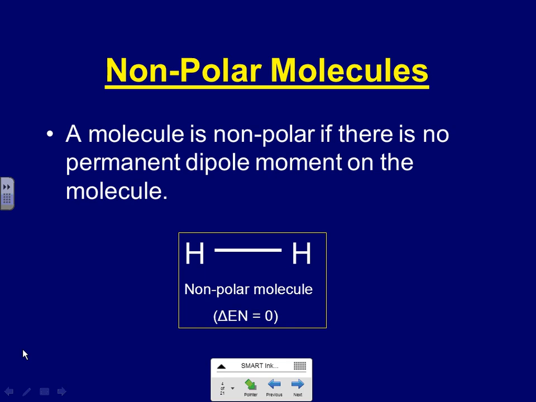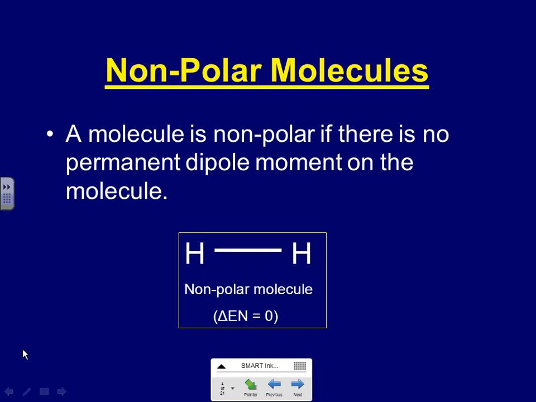So a molecule is nonpolar if there's no permanent dipole moment on the molecule, and if we have something that is diatomic especially, and made up of the same two atoms, the delta En is 0. In this case, there is no shift in that charge. It's completely equal sharing. We say it's a pure covalent bond, and there are no dipoles on that molecule, okay?